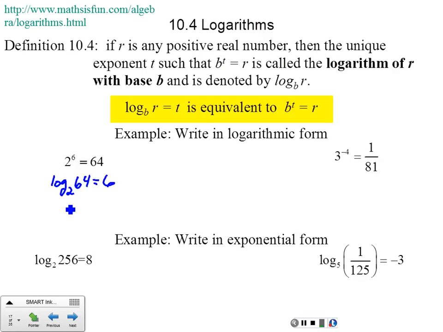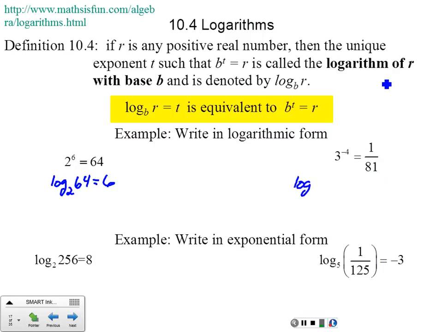So again, the question is, how many 2's do I need in order to get 64? And the answer is 6. So 2 to the 6th power is 64. So again, it's just rearranging what you already know, what you already have. So this one, same thing. Your base is going to be 3.